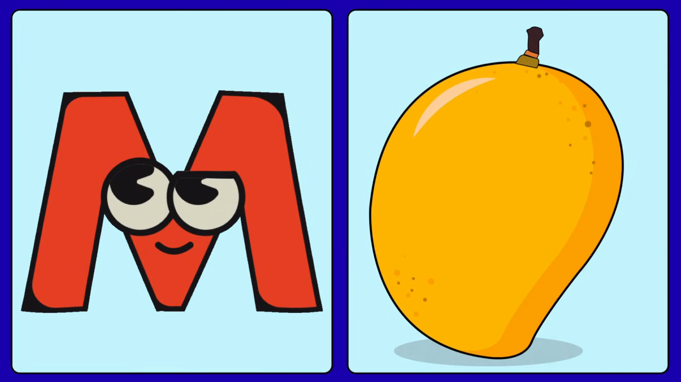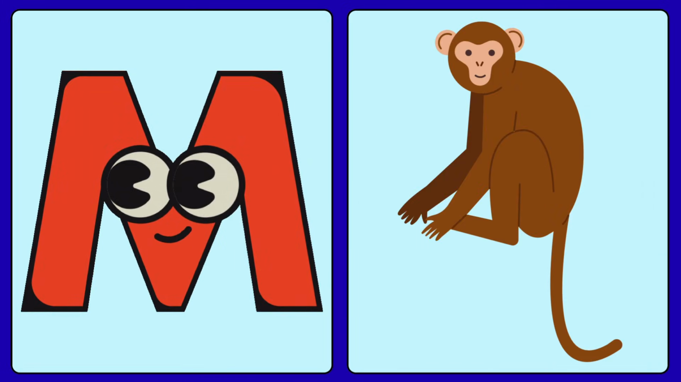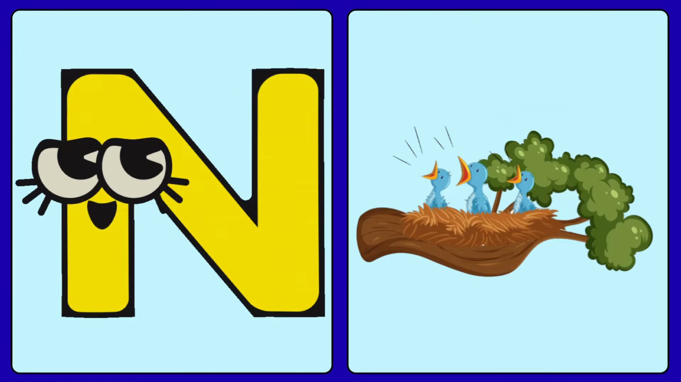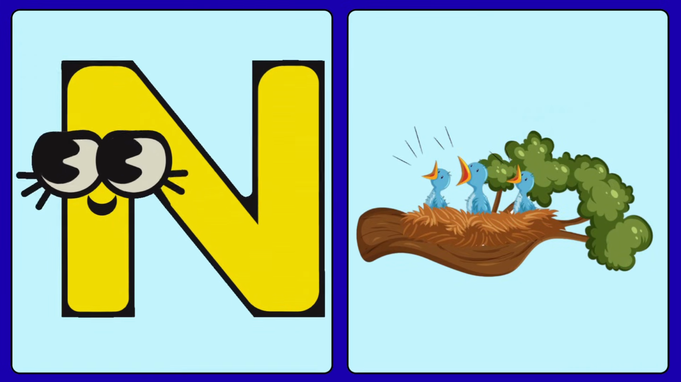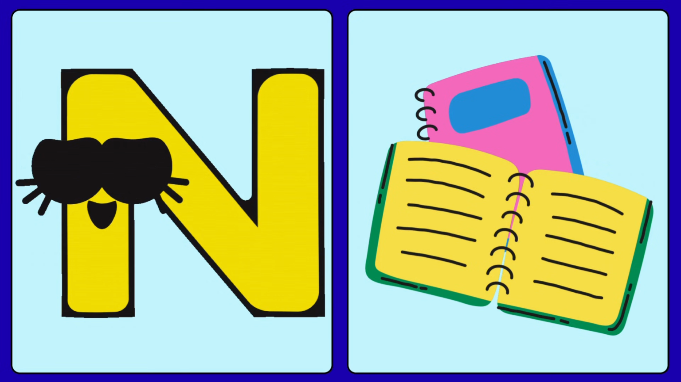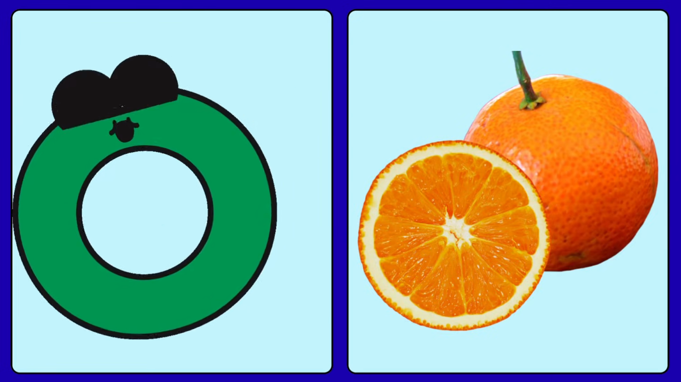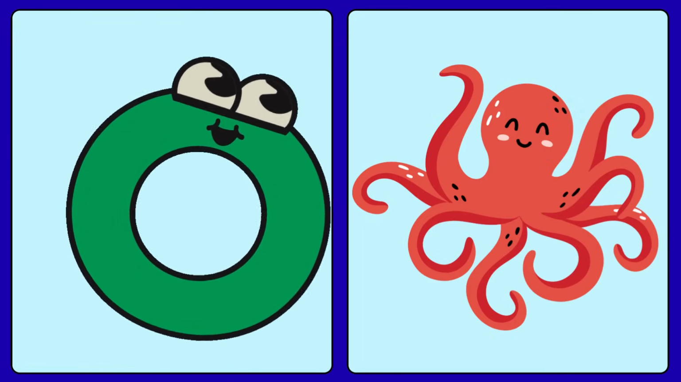M for mango. M for monkey. N for nest. N for notebook. O for orange. O for octopus.